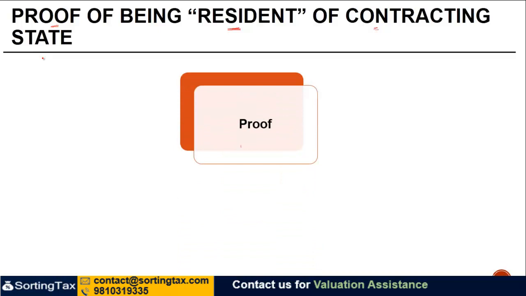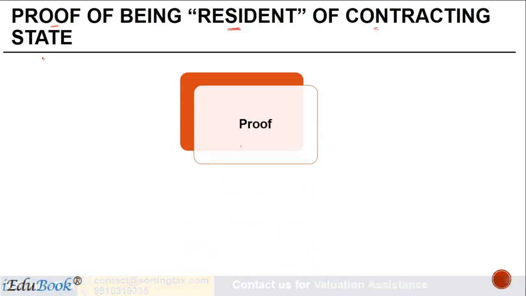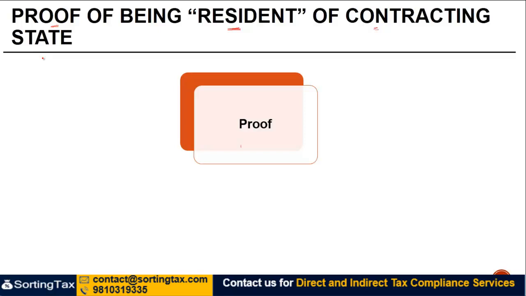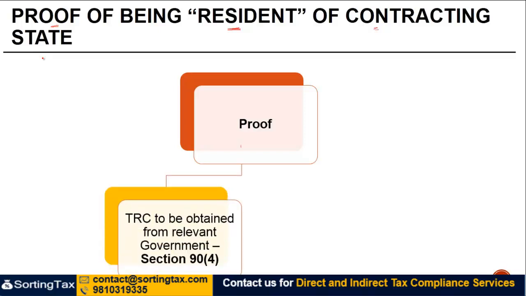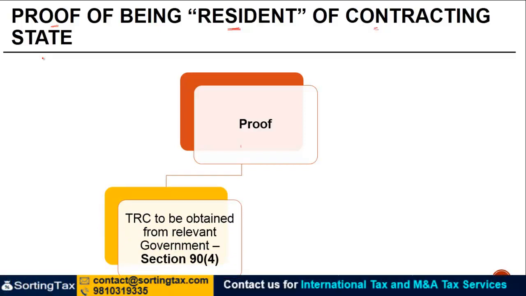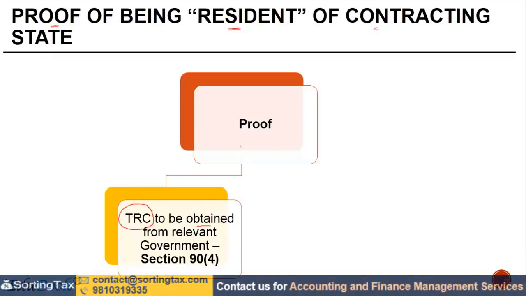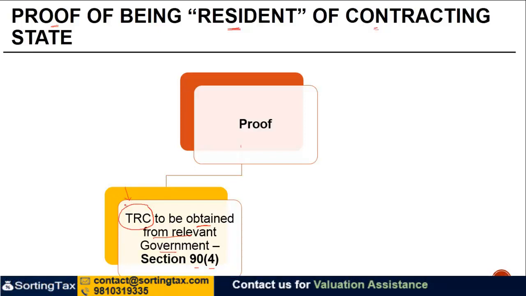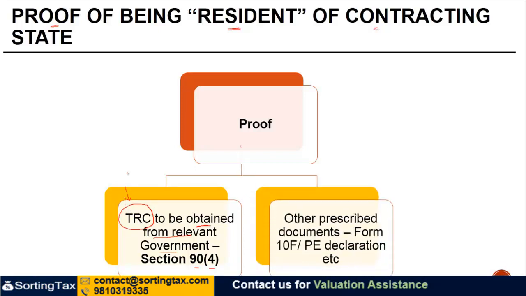Right? So the first thing is that this onus to provide the proof of being a resident of one of the countries lies on the taxpayer. Under the Indian regulation, there are twin requirements which one needs to follow to prove that he is a resident of a contracting state. The first one is he can obtain a tax residency certificate which can be obtained from the relevant government. Right? Section 90, subsection 4 provides that you can get a TRC, a tax residency certificate, from the government of the country of whom you want to claim to be a tax resident.